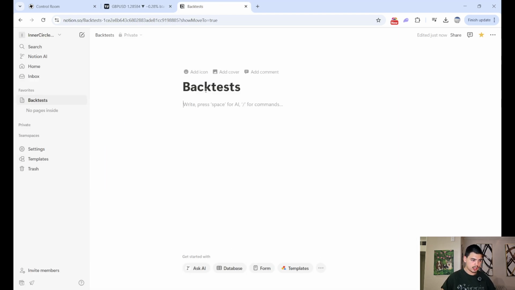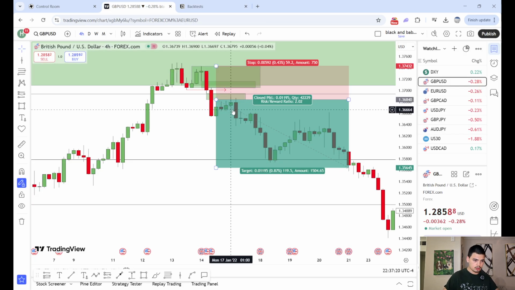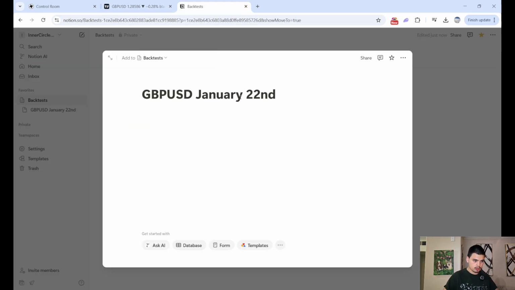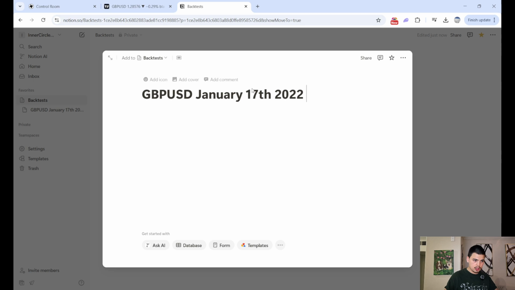So we're going to go into our backtesting journal. And what we're going to do is we're going to create a new page inside of this one. And we're going to do GBP USD, January 17th, 2022. And then we are going to write the time as well, which is going to be 1 a.m. Eastern Standard Time.